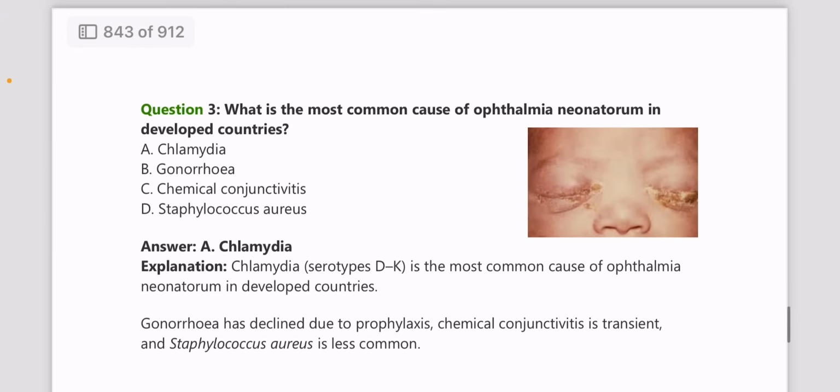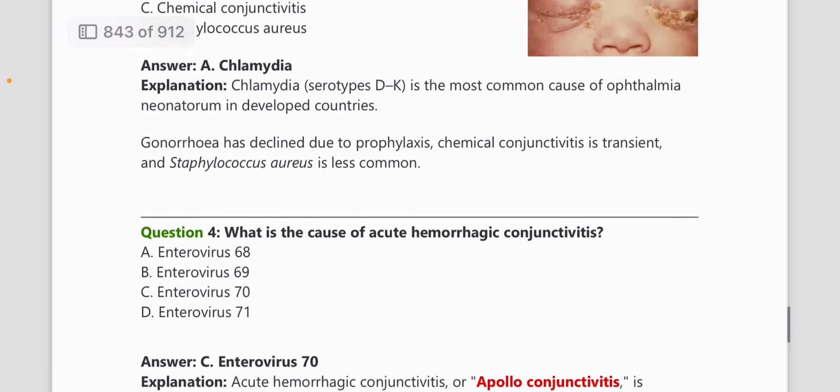What is the most common cause of ophthalmia neonatorum in developed countries? Answer is chlamydia. So the serotypes D to K are the most common cause of ophthalmia neonatorum in developed countries. Gonorrhea has declined due to the prophylaxis, and chemical conjunctivitis is transient, and Staph aureus infection is less common. So the other three options are excluded and chlamydia becomes the answer.